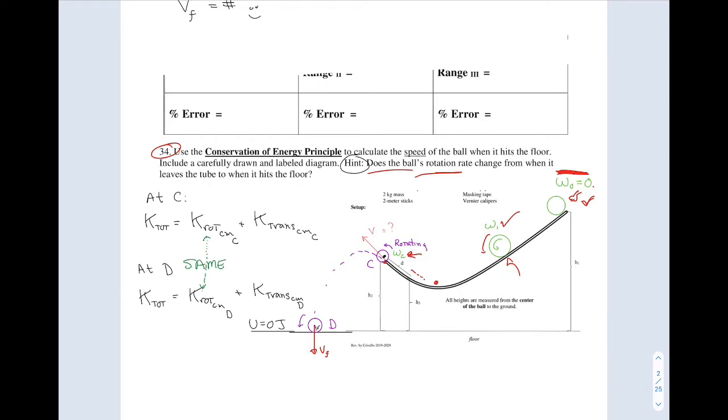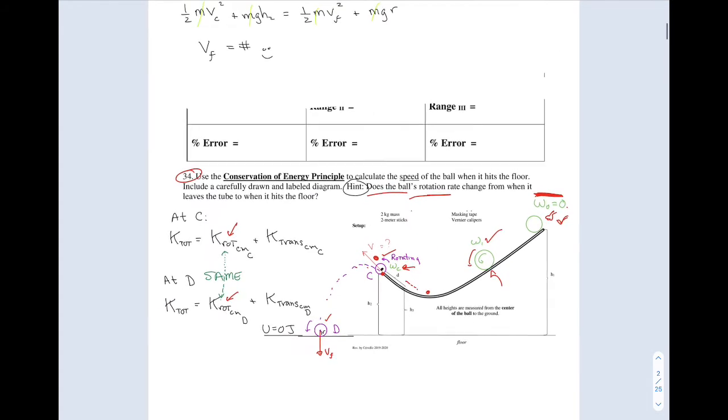So when it leaves the tube at point C, there's nothing in the air that can change the rotation rate. So whatever the rotation rate is at point C, it's the same rotation rate at point D. And we talked about during this lab, and in this current chapter we'll see, that there's a kinetic energy due to rotation. So whatever rotational kinetic energy it has at point C, it has the exact same rotational kinetic energy at point D.